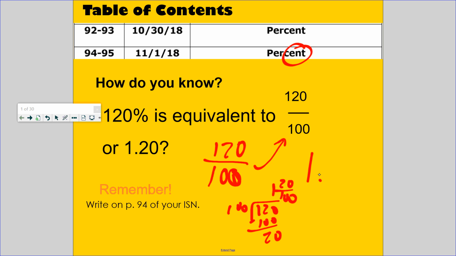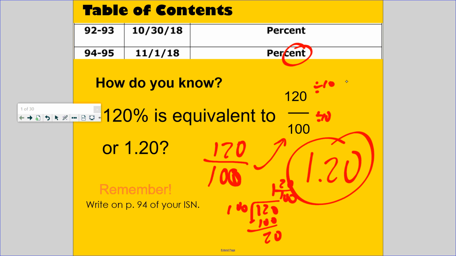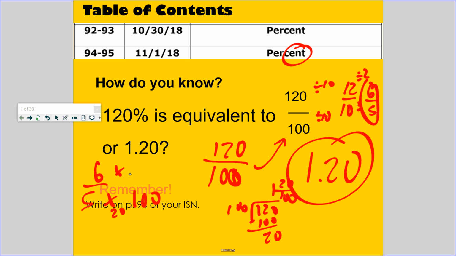And how do you say that as a decimal? 1 and 20 hundredths. Could we simplify 120 over 100? Yes, we can. What about dividing by 10? That would be 12 over 10. What about dividing by 2? You get 6/5. Is 6/5 the same thing as 120%? Yes, it is. How do you build 5 to 100? Times 20, times 20, you get 120 hundredths, which is 120%.